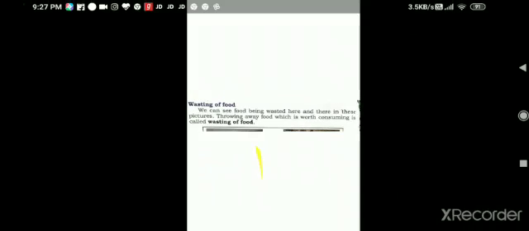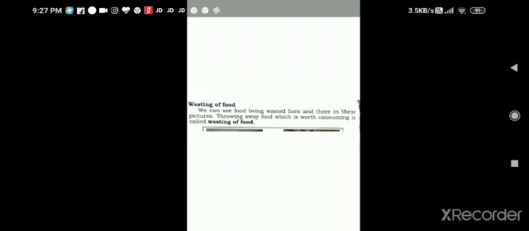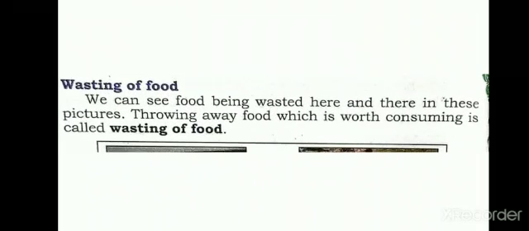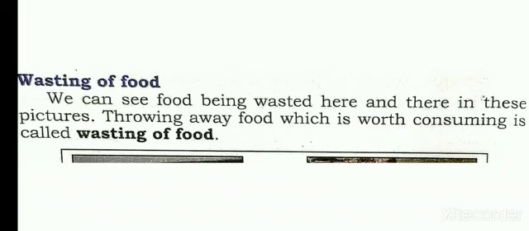Now, let us discuss the preservation of food. Why should we preserve food? If we don't preserve food, we have to waste the food. If we waste the food, we miss the food resource and many poor people do not get the food.